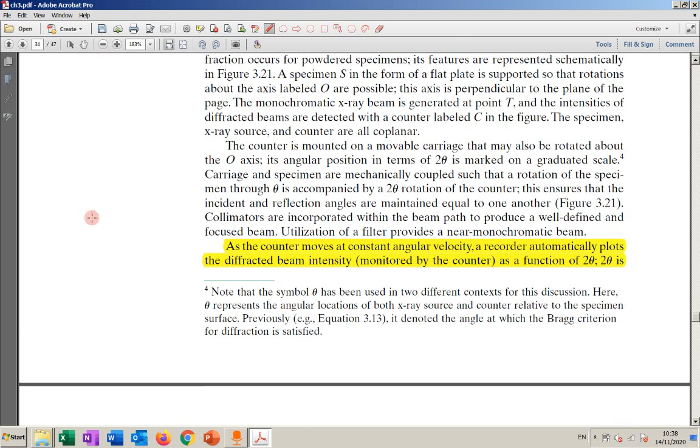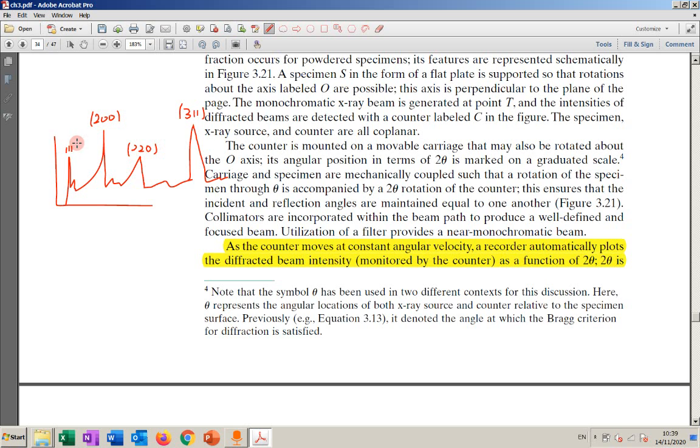Let me just show you a case. Now let's say we have some peaks here. Now if this is 1, 1, 1, this is 2, 0, 0. Now this is 2, 2, 0. Let's see, we have another peak here. Now let's say this peak is 3, 1, 1. Now what is the relation between those Miller indices for each plane?